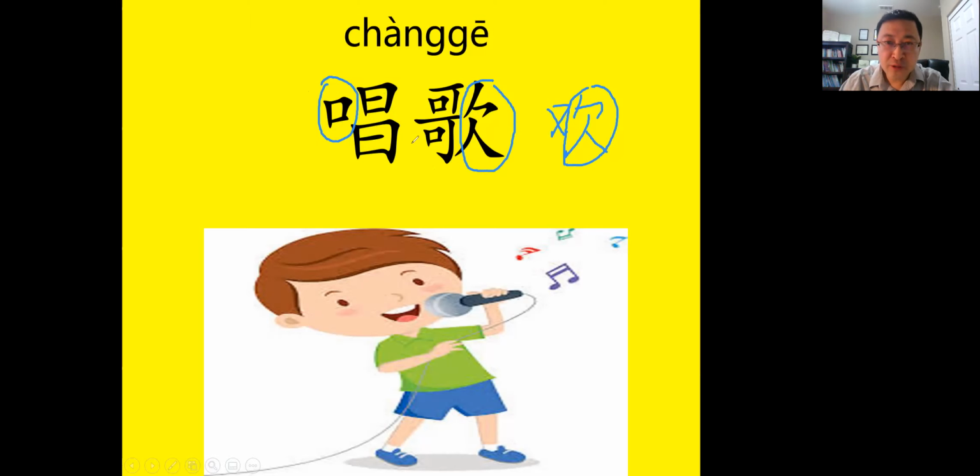Interestingly, the component on the right side of the first character and the component on the left side of the second character are called phonetic components. So these components pronounce similar or the same sounds as the two characters.